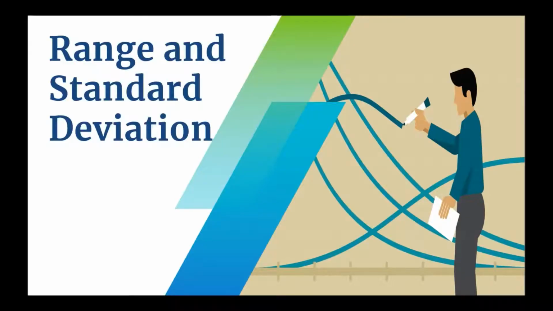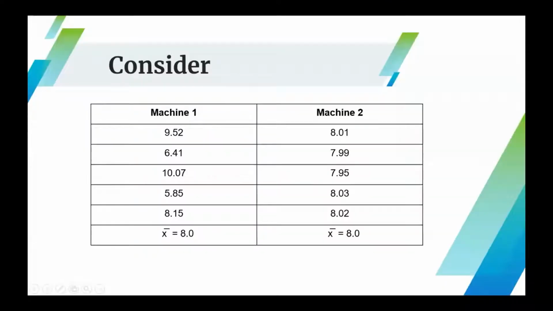Range and standard deviation. In the preceding section, we introduced three types of average values for a data set: the mean, the median, and the mode. Some characteristics of a set of data may not be evident from an examination of averages. For instance, let us consider this table.